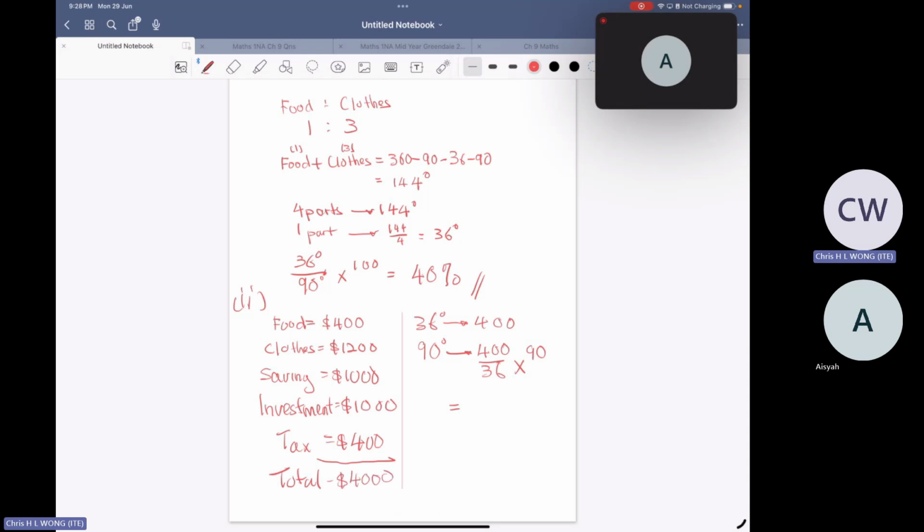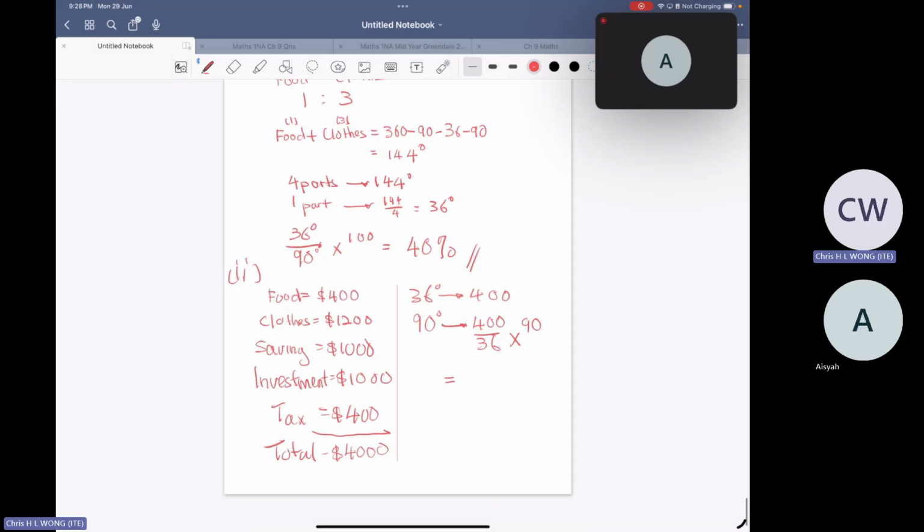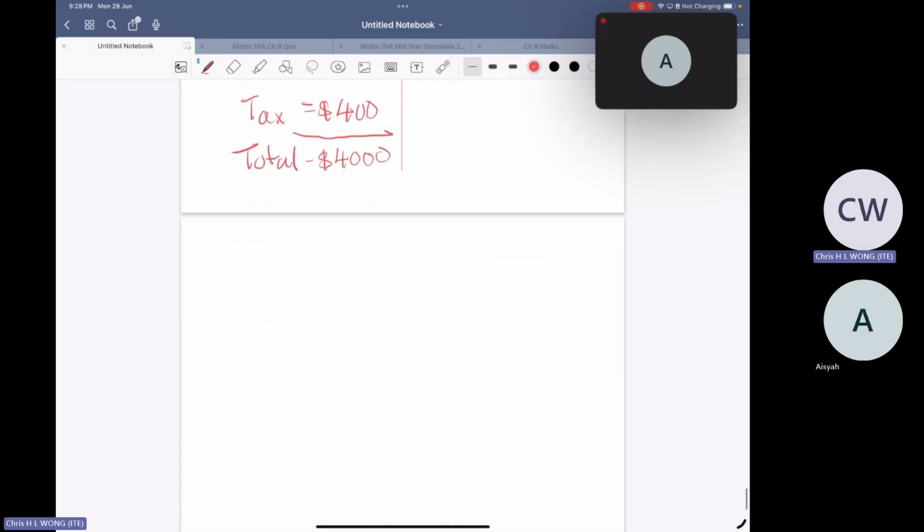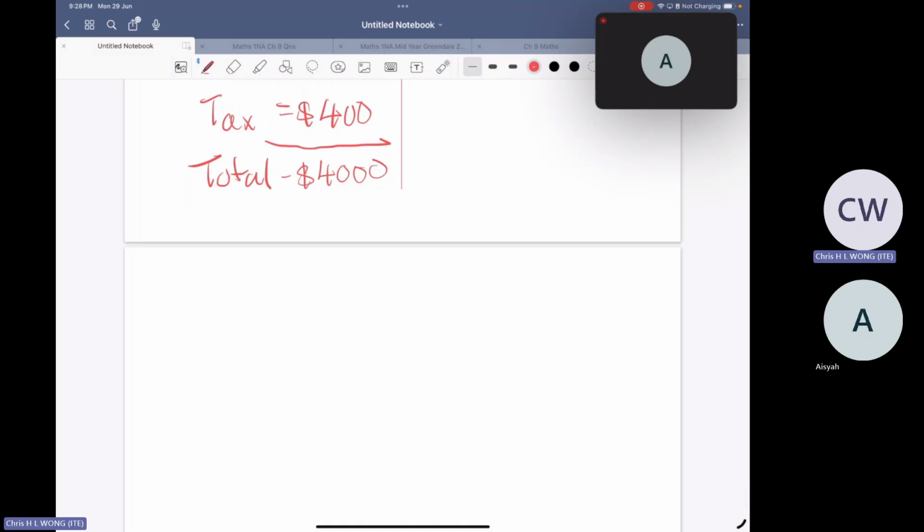What you want to find is 1 year. So make it times 12. So 1 year, her annual income equals 4,000 times 12. 48,000 per year. That's the answer.